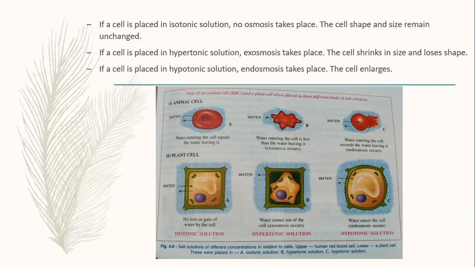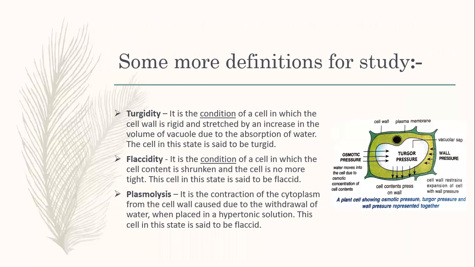When a cell reaches the stage where it cannot accommodate any more water, that is, it is fully distended, such a state is called turgid. And the condition is called turgidity. You must note that the state is turgid and the condition is turgidity. Look at the diagram given there.